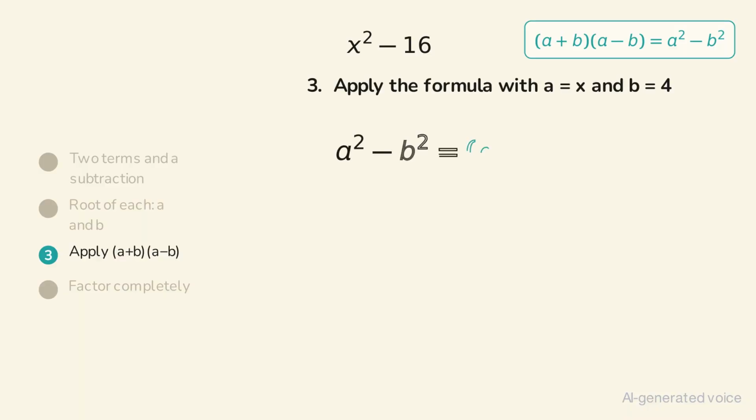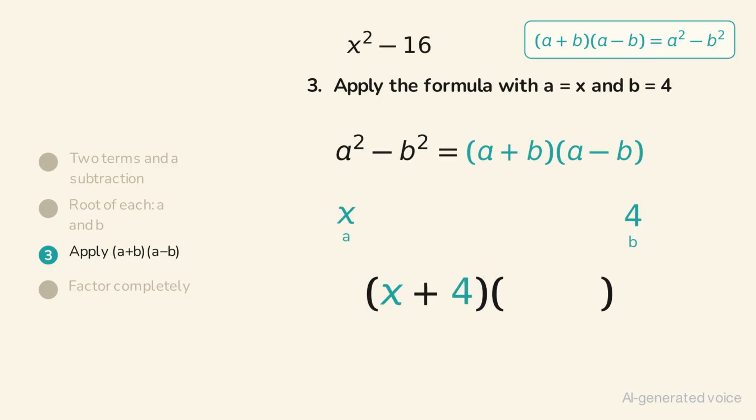Step 3. We apply the formula. Remember, a squared minus b squared equals a plus b times a minus b. Since a is x and b is 4, we put them in place. In one parenthesis goes the sum, x plus 4, and in the other goes the subtraction, x minus 4. Notice carefully, there's always one parenthesis with a plus and another with a minus. This is the answer.